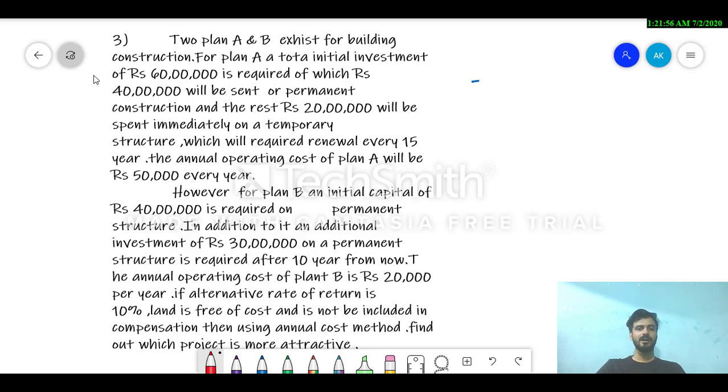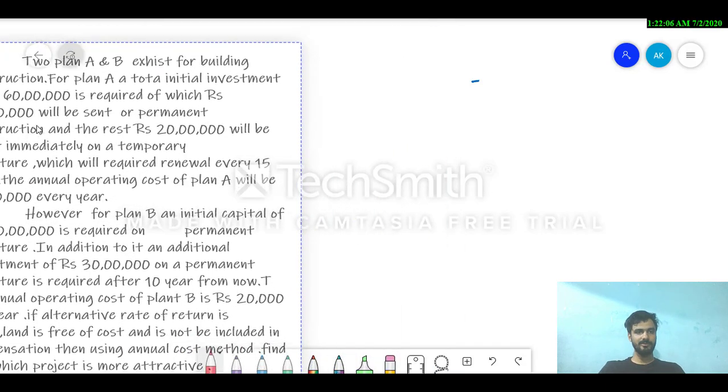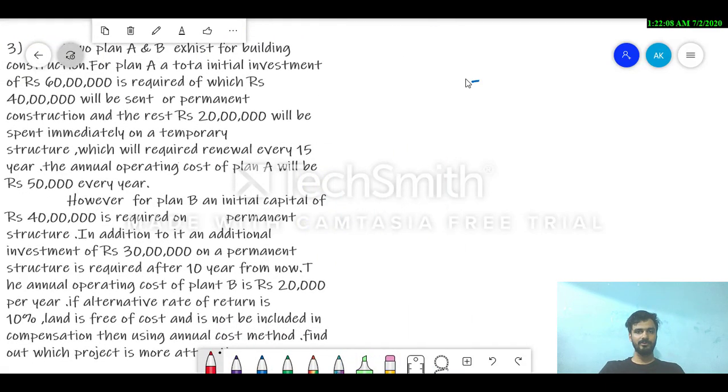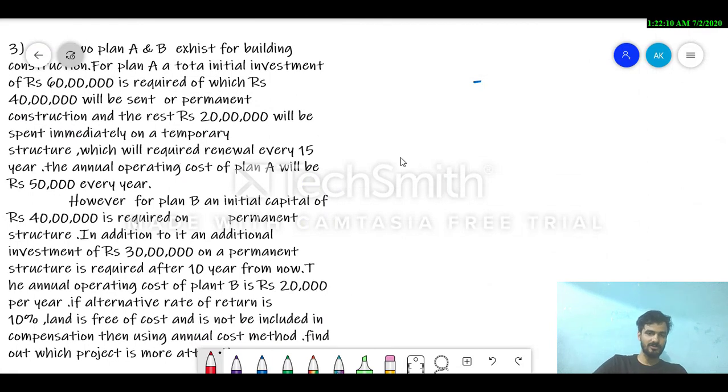First, try to solve part A. There are two parts in this question: plan A and plan B. I am going to discuss plan A first, and then we'll jump to plan B. Before discussing this numerical, I'm going to discuss a different concept regarding this, which is nothing but the limiting value.